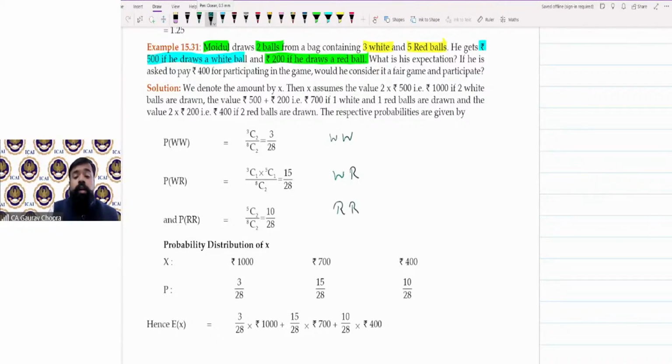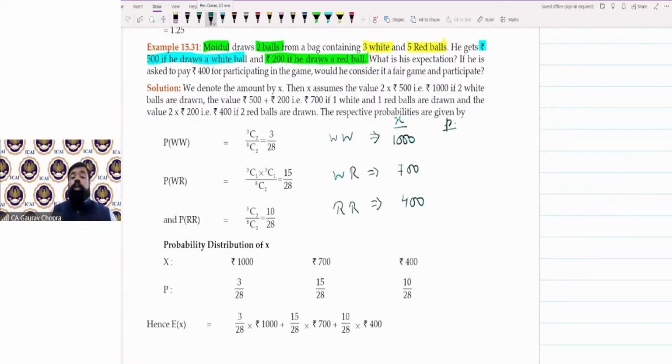Okay. So if both the balls are white, then how much money will he receive? He will receive 500 plus 500, that is 1000. If one is white and the other is red, then 500 plus 200, 700. If both are red, then 400. So these are all the possibilities. So this is X. Then what about P?